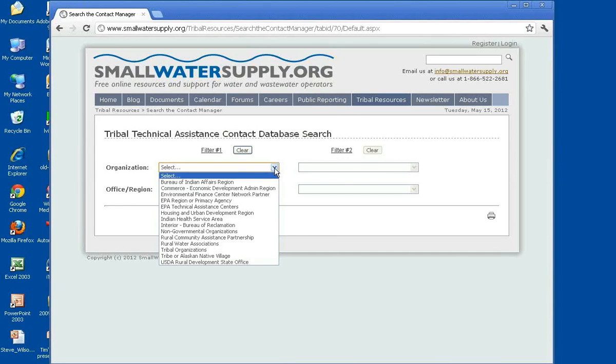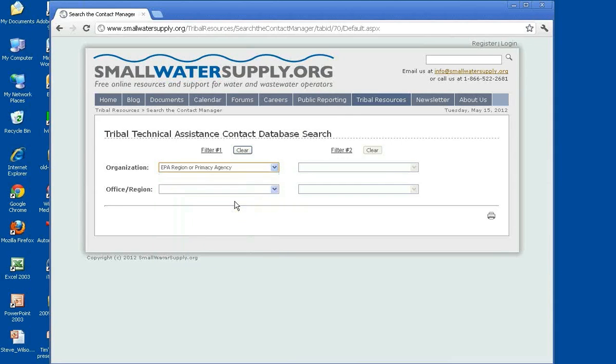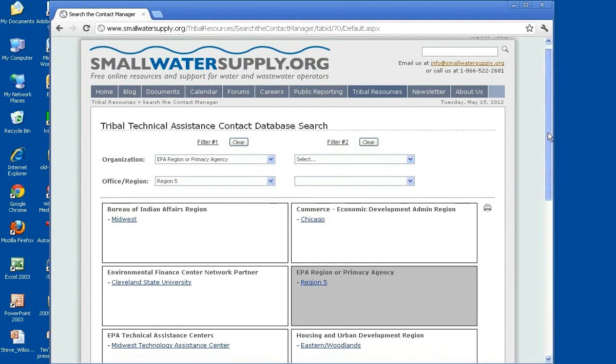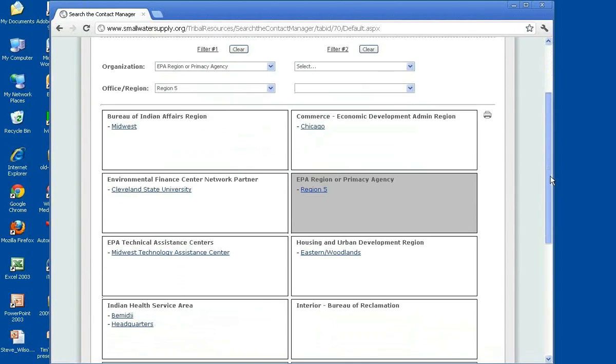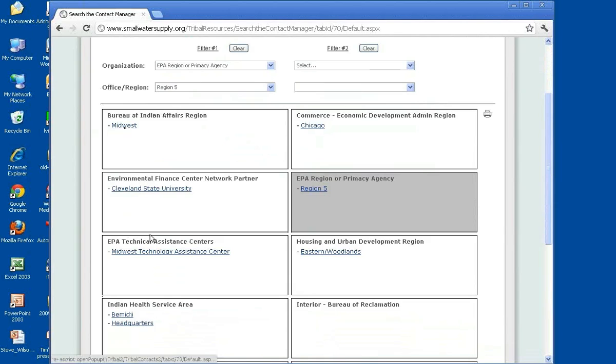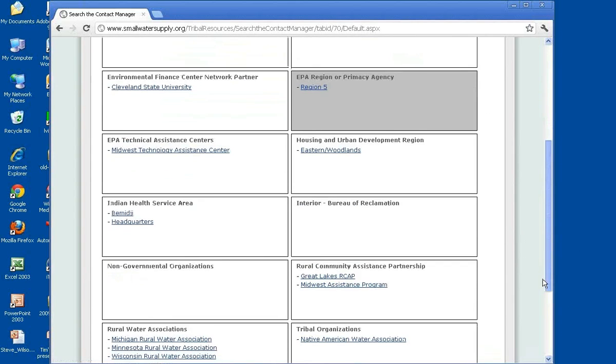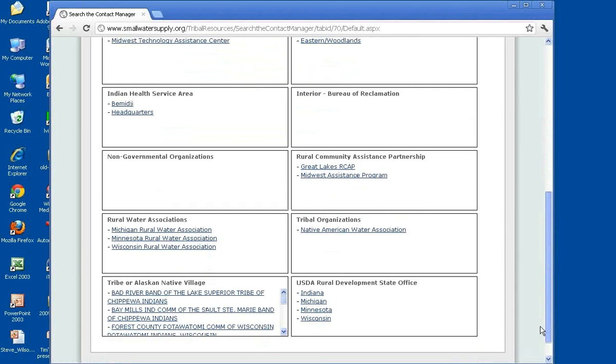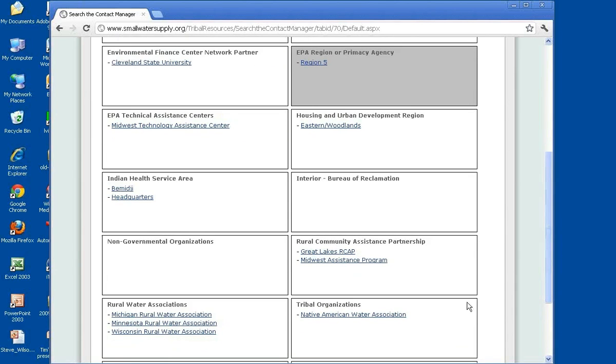But you can go in and select any of these organizations, whether it's an EPA region. So if we go to Region 5, which is where I'm from, it shows you a list of all the other players from all these different organizations and what office they're from. So the Bureau of Indian Affairs, the Midwest office, Indian Health Service areas here, Midwest Technology Assistance Center in Illinois. And so it gives you an idea of who all the other players are in the same area.